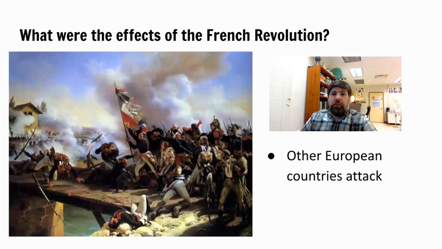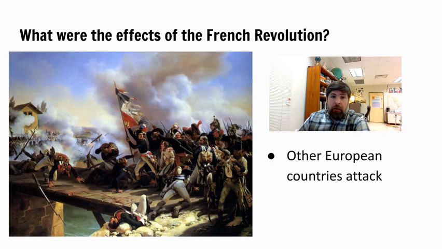All of the other countries in Europe started to freak out. They were very nervous because they felt like if it could happen in France, it could happen to them. These are absolute monarchs who have control over their people, and they want to keep it that way. And then they see the people of France rioting and killing their king. So they attack France to try to stop the revolution from happening. So France is dealing with its revolution, and it's also dealing with fighting wars against other people.